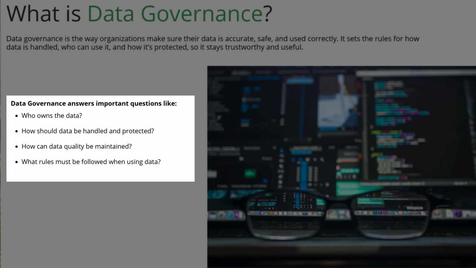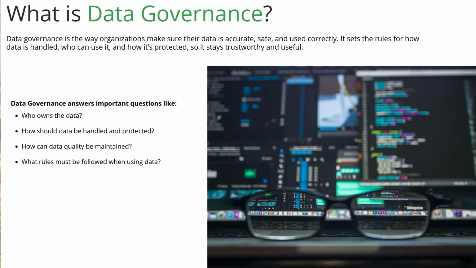I know that data governance can sound quite complex and confusing, but in reality, data governance tries to answer these four questions. Who owns the data? How should data be handled and protected? How can data quality be maintained? And what rules must be followed when using data? So when there's a data governance initiative within the company, it tries to answer these questions and implement the necessary rules, processes, and people to make sure that the data is protected, trustworthy, and useful for the organization. And in a nutshell, this is what data governance actually is.